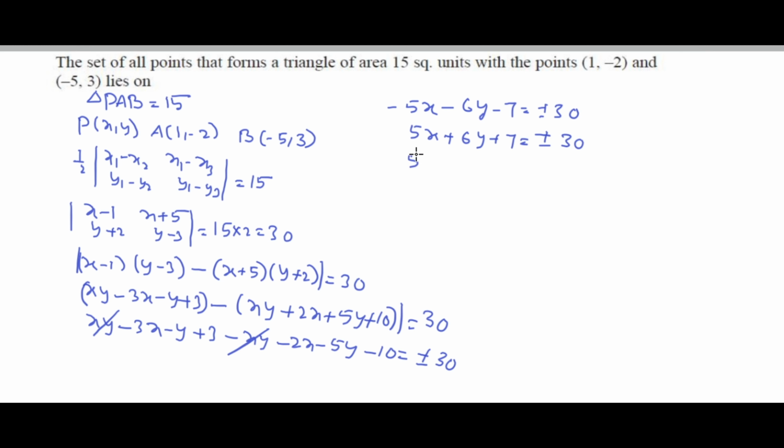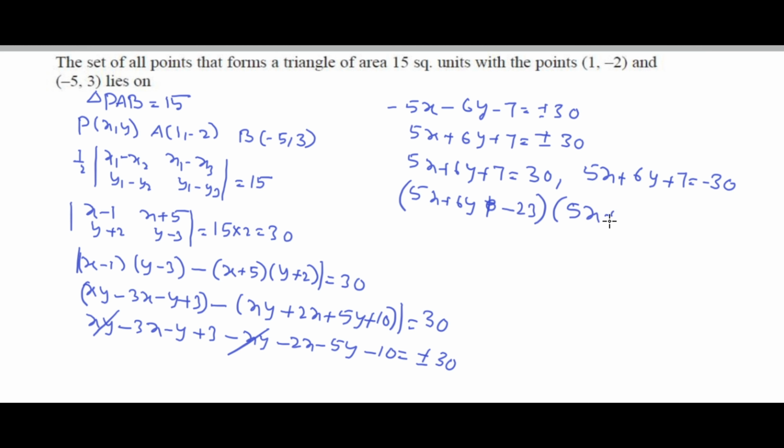So this is 5x plus 6y plus 7 is equal to plus 30, and 5x plus 6y plus 7 is equal to minus 30. So 5x plus 6y plus 7 minus 30, that is 5x plus 6y minus 23, and 5x plus 6y plus 7 plus 30, that is 5x plus 6y plus 37, is equal to 0. This is the answer.